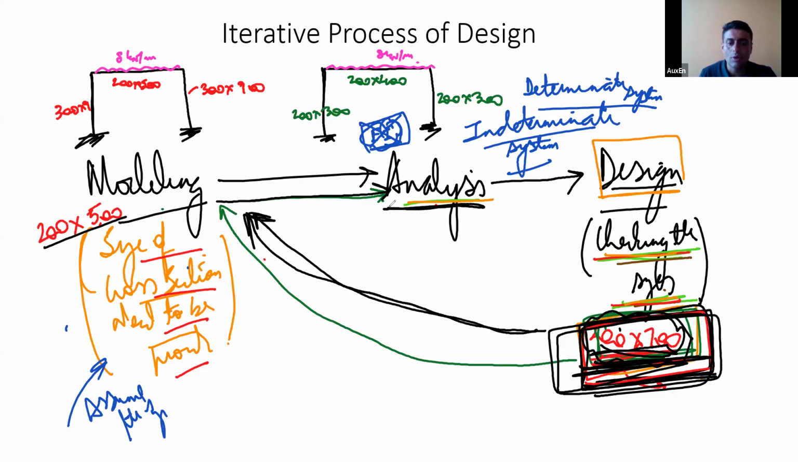On rerunning the analysis, I will see that the analysis results have changed. Why will the analysis results change? Because they are based on the stiffness of the cross section. So now, because my beam size was increased to 200 by 700, my analysis results will change.